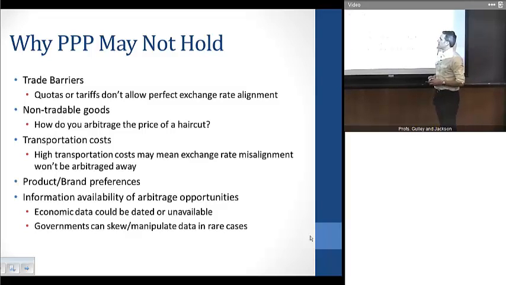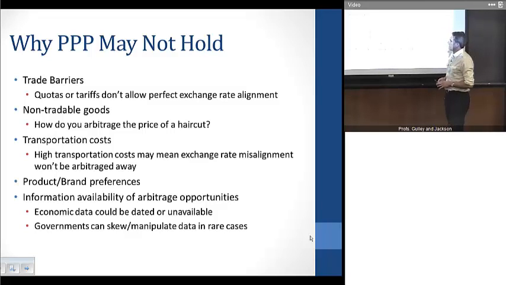If there are specific product or brand preferences that people have in one country relative to another, then that could impede this purchasing power parity. Again, I gave the example of French wine versus California wine. If there are other country-specific things that people like for one thing rather than another, then that could drive a wedge into this purchasing power parity story.